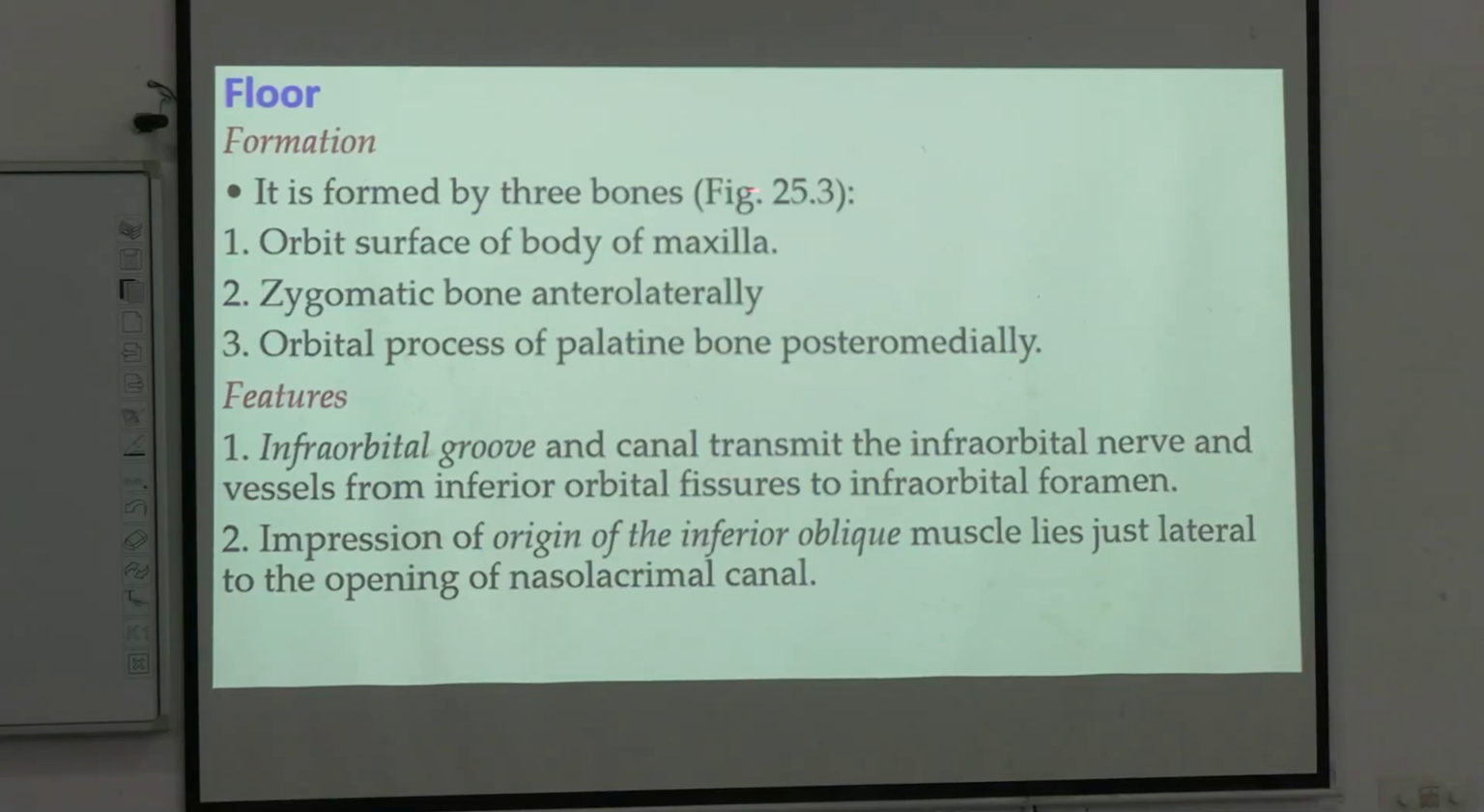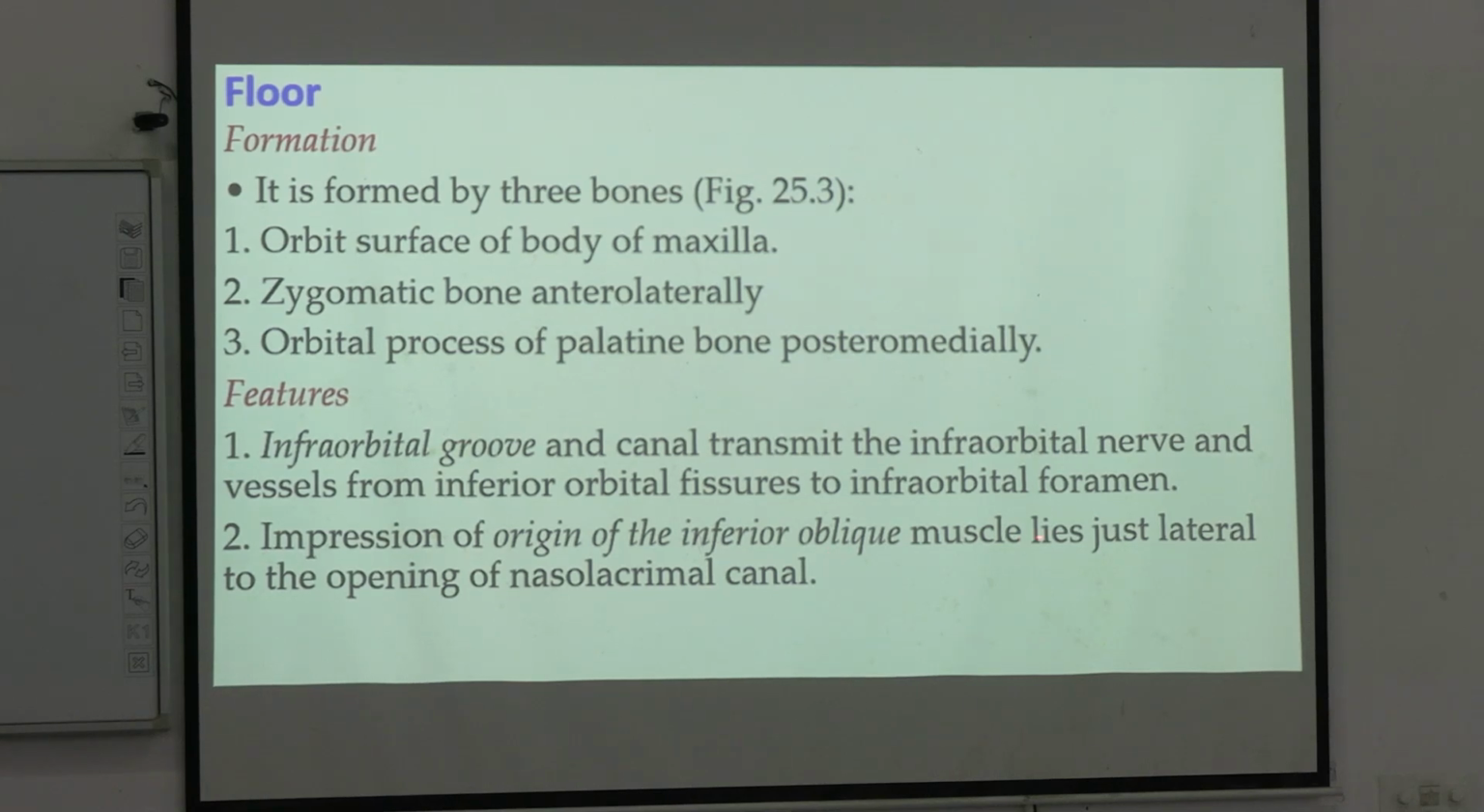Formation: the floor is formed by 3 bones: the orbital surface of the body of maxilla, the zygomatic bone anterolaterally, and the orbital process of the palatine bone posteromedially. Features: the infraorbital groove and canal transmit the infraorbital nerve and vessels from the inferior orbital fissure to the infraorbital foramen. The impression of origin of the inferior oblique muscle lies just lateral to the opening of the nasolacrimal duct canal.